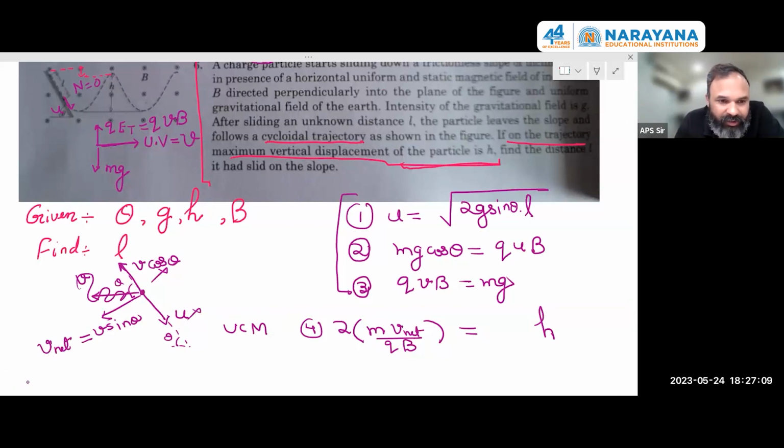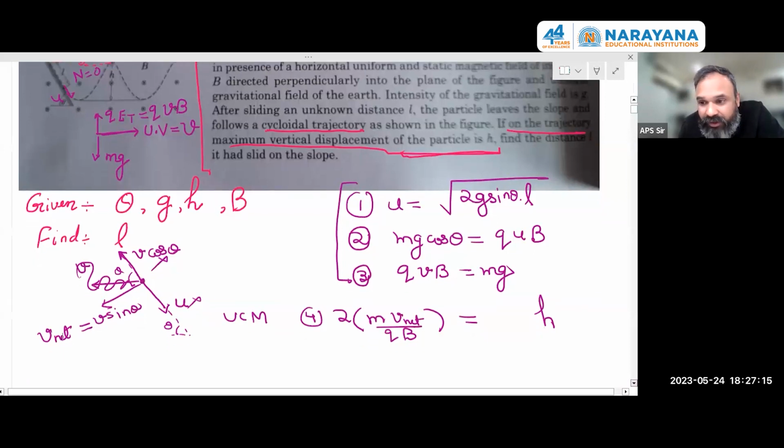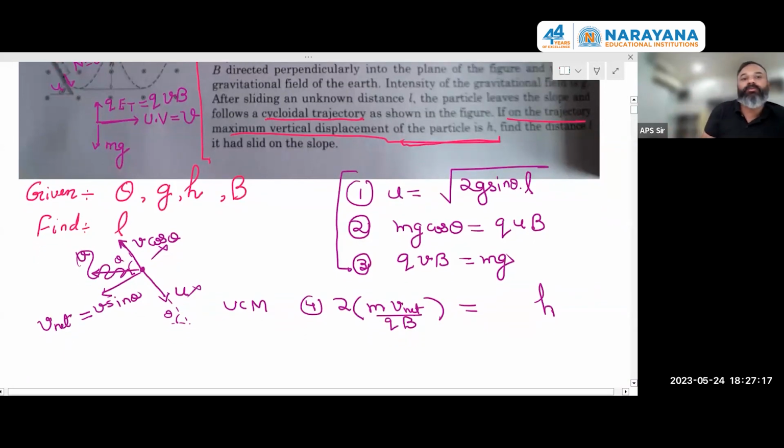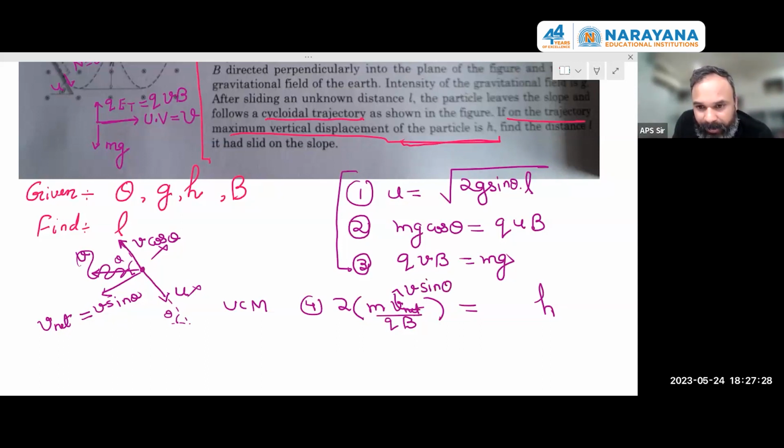So basically this v cos theta and u cancel, and this v sin theta becomes my v net. And now this velocity component will be moving in a circle because of the magnetic field. So that portion of the cycloidal motion becomes very simple. And I know that the diameter here is h. So instead of writing v net, I should replace it by v sin theta now.